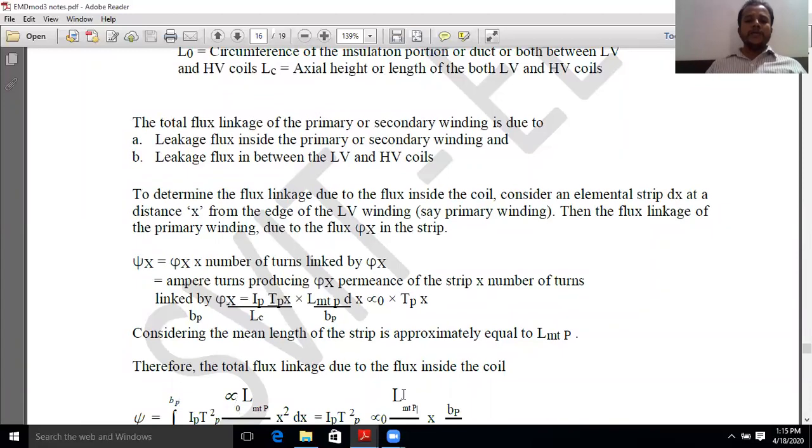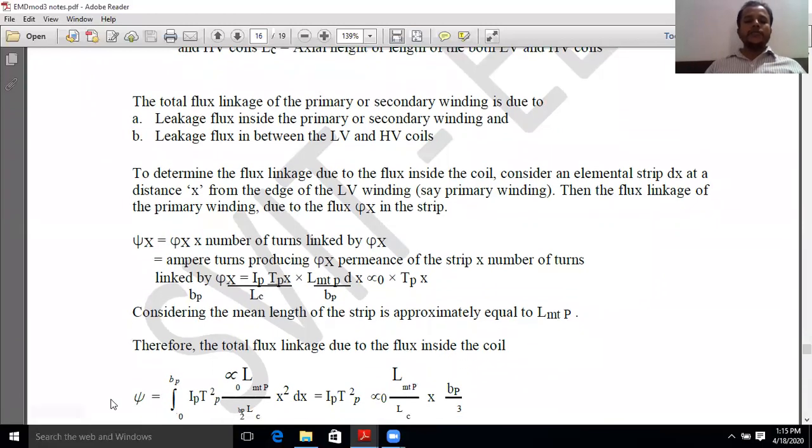Now, considering the mean length of the strip is approximately equal to LMTP, therefore, the total flux linkage due to the flux inside the coil ranges from 0 to BP, inside the primary coil. Now, take the values: that is IP TP square, and it is mu naught LMTP.